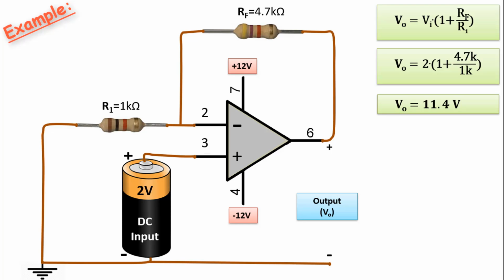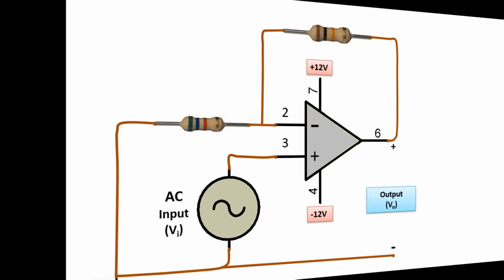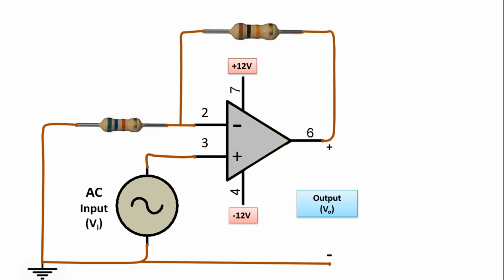We took the same input values and resistances in both, but the output of the inverting amplifier was 9.4 volts, while the output of the non-inverting amplifier was 11.4 volts. From this, we can see that the gain of the non-inverting amplifier circuit is higher. So how will it be if the input here is AC instead of DC?